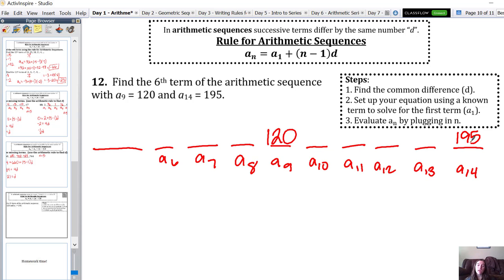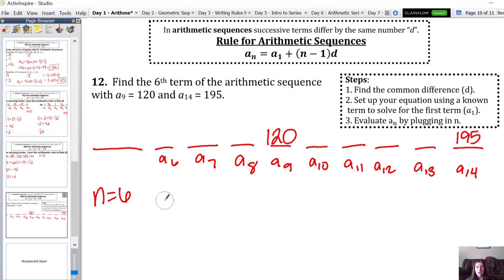Now because I don't know a sub 1, the first term that I do know is my a sub 9. I'm going to use that in place of the a sub 1 here. This a sub 1 in the rule just stands for the first term that you know about. To get my value of n, I'm going to count the terms between what I know and what I have. So the first term that I know is 120. So that's 1, 2, 3, 4, 5, 6. So my value of n here is 6.